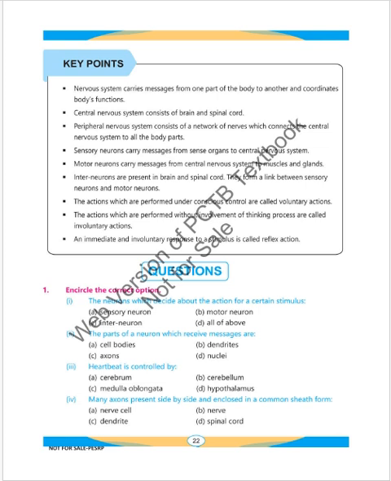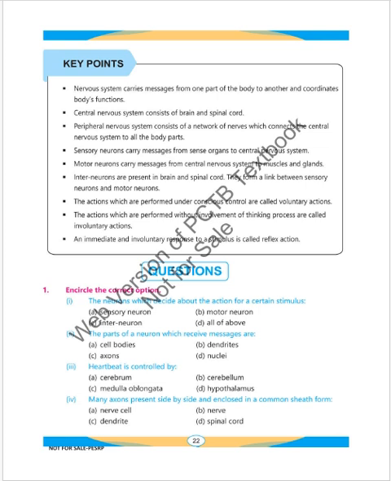Encircle the correct answer. The neurons which decide about the action of a certain stimulus: sensory neuron, motor neuron, interneuron, all of above. The parts of a neuron which receive messages are called: cell bodies, dendrites, axon, nuclei. Heartbeat is controlled by: cerebrum, cerebellum, medulla oblongata, hypothalamus.